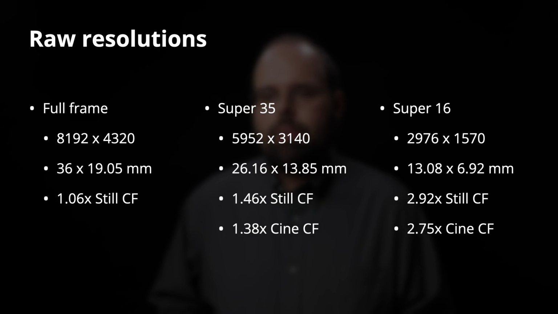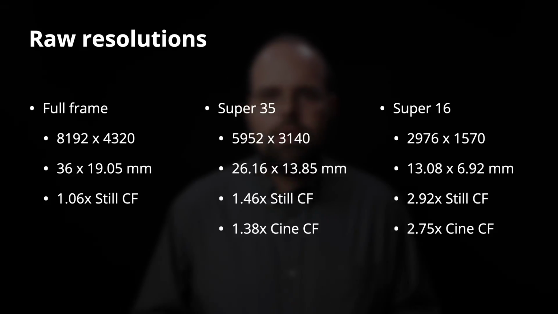The second option is to knock the camera into Super 35 mode. In Super 35 mode, you get a roughly 6K image. It's a 1.46x crop factor for stills. Again, this is diagonal, so diagonal across the frame. It's narrower and it's smaller. It's a 1.38 crop factor from the full frame cinema image.